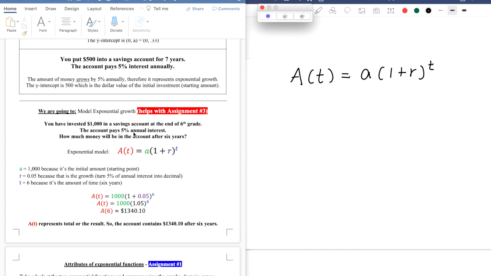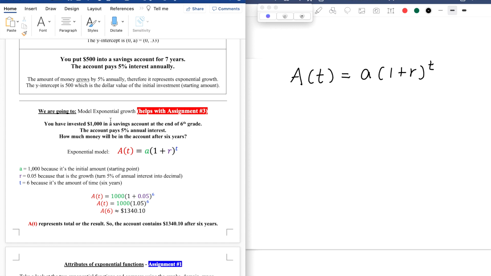And remember, the key point is if the r is ever a percentage, you have to convert it into a decimal. So the 5% converted into a decimal is 0.05. So r equals 0.05 because that is the growth. Turn the 5% annual interest into a decimal. Okay, moving on. The t represents time.